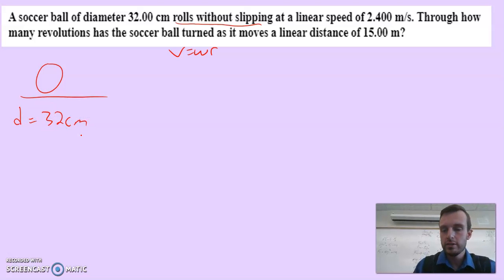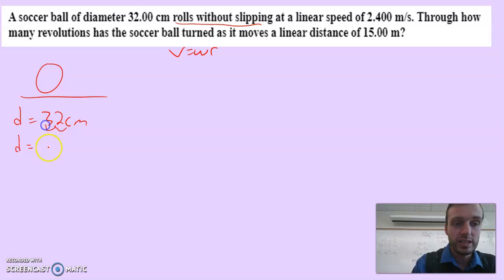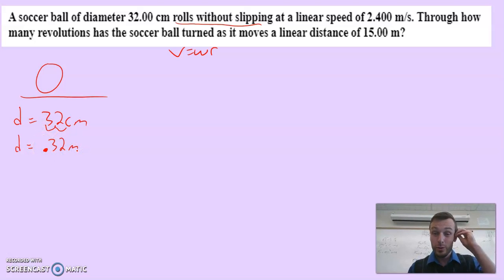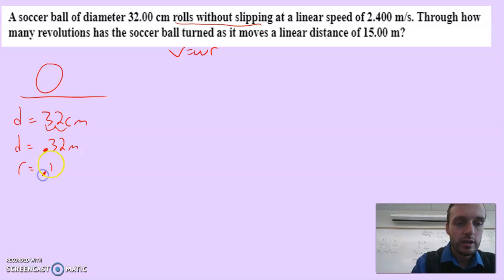So right away, before I even continue, I always assume that AP students can convert centimeters to meters, but that's not always a correct assumption. So just to remind you, 32 centimeters, you move the decimal over 2 places, that would be 0.32 meters. The equations in our rotational motion stuff are in terms of radius. So we divide the diameter by 2 to get the radius of 0.16 meters.